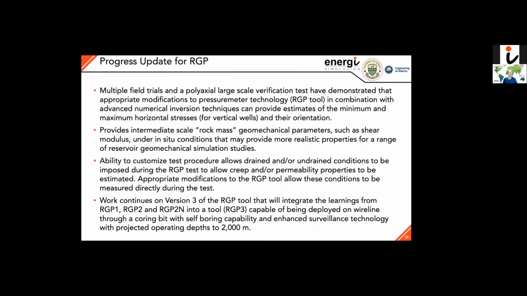So in terms of progress, multiple field trials and a large polyaxial frame are showing us that, in combination with these advanced numerical inversions, we're still learning a bit about that, we are reasonably confident that we can define the minimum and maximum horizontal stresses through a vertical well, and their orientation, and uncertainty estimates for it, which we think is equally as powerful. Intermediate scale rock mass properties are important. A lot of people do in-reservoir geomechanical tests. The ability to measure these shear modulus values under in situ conditions is a real opportunity to move forward some of this simulation work that you've heard many of the colleagues talking about.